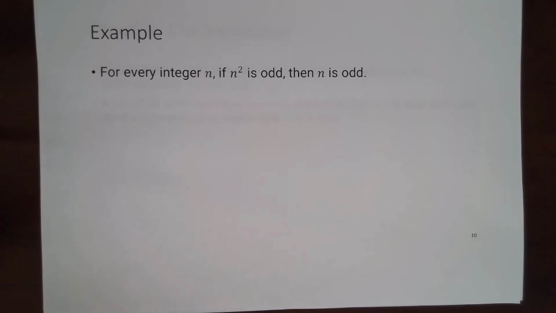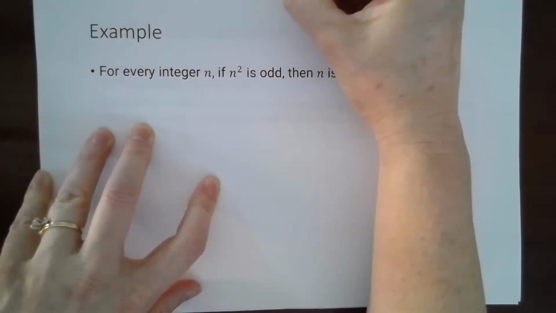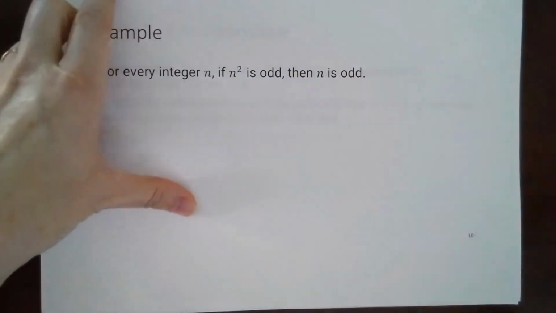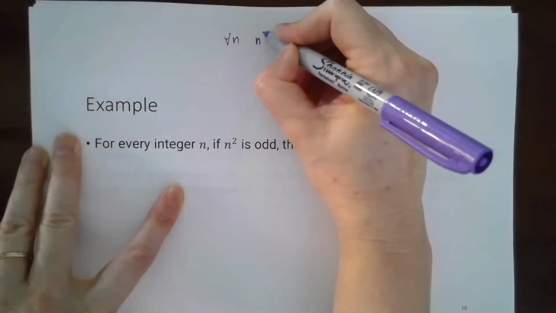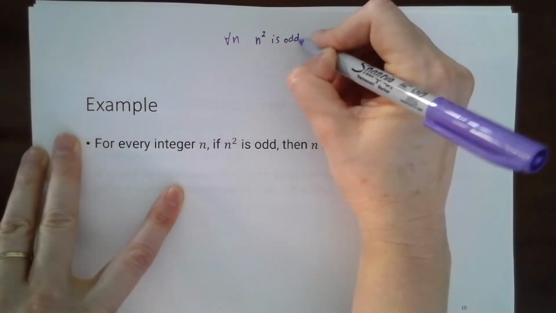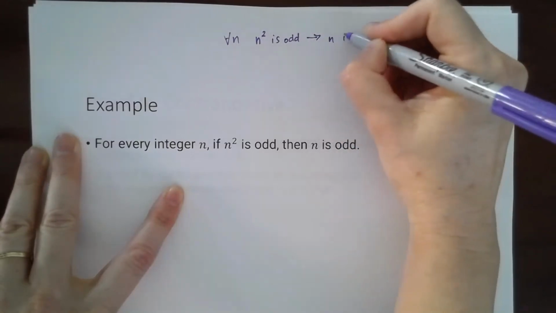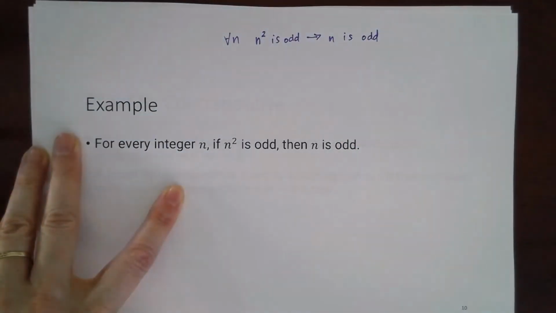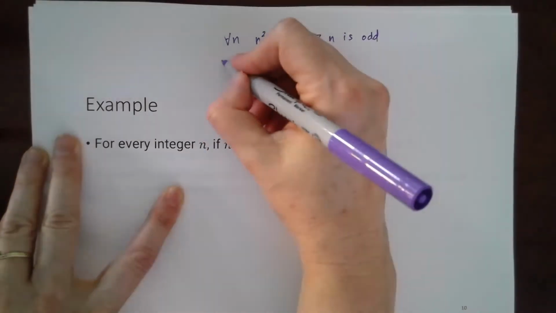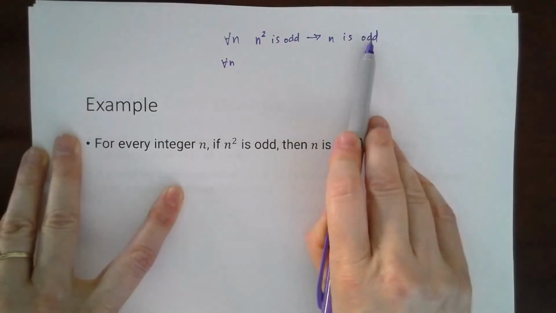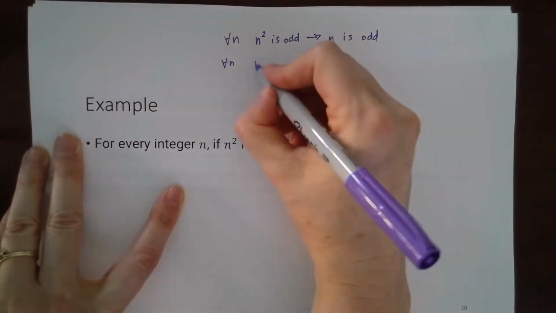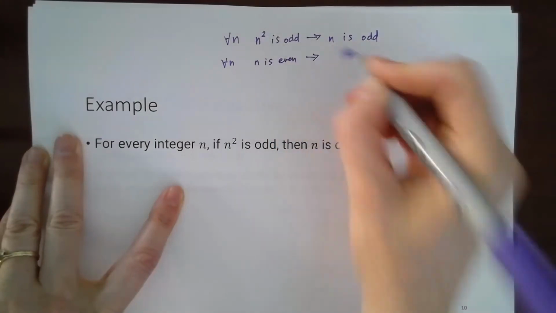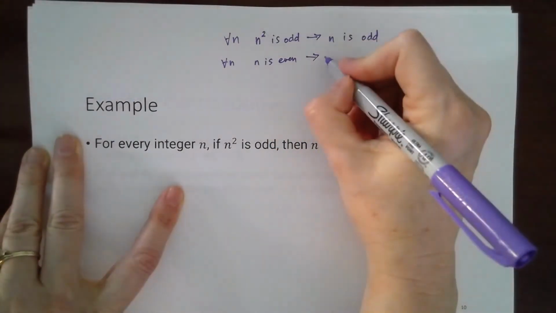Okay, so let's write this out. For all n over the integers, n squared is odd implies n is odd. So that's the original statement. This statement is logically equivalent to its contrapositive. So what is the contrapositive? n is even implies n squared is even.